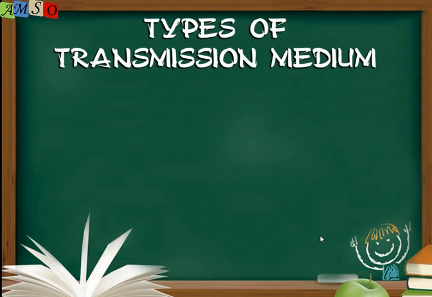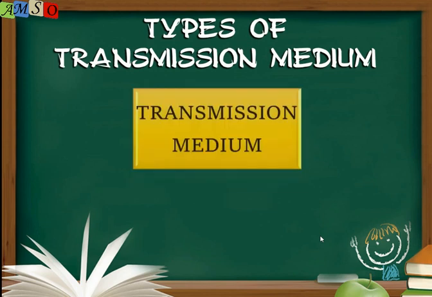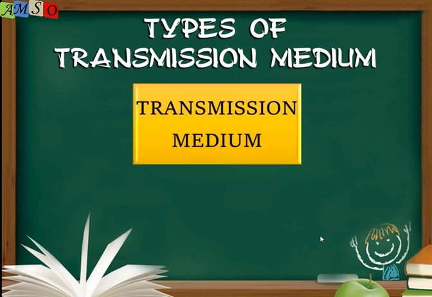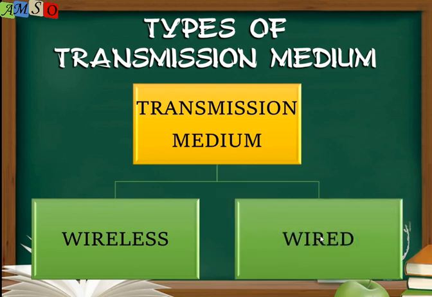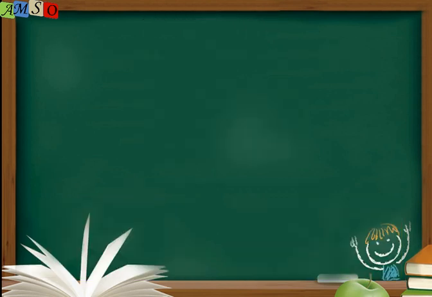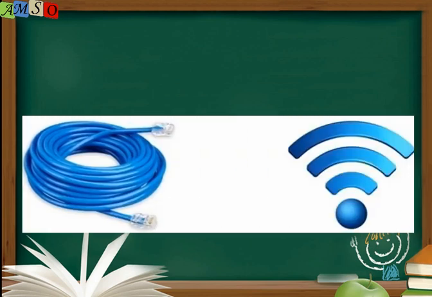So now, what are the types of networking medium? There are two types. Number one is the wireless and the wired. These are the two types of networking medium we have. The first picture I displayed shows the wired kind of networking medium, because it has a cable.